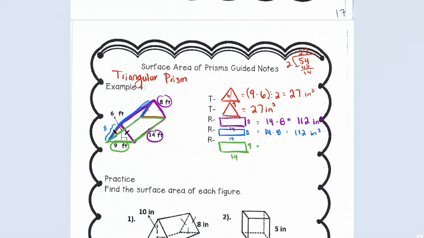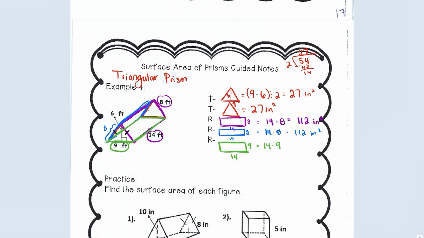So here's one of those cases where the 3 rectangles in the triangular prism are not congruent to each other. I'm just all over the place with my shapes today. 2 of them are congruent, and that's okay, but the third one is actually slightly different. So now we have a 14 by 9 rectangle.